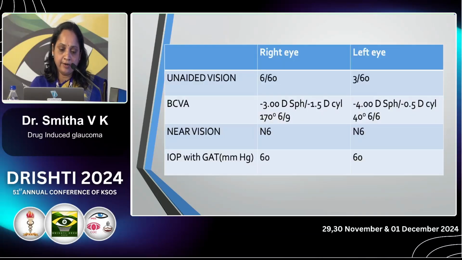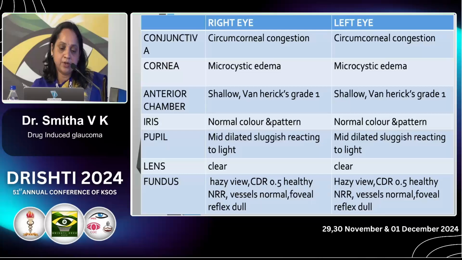And her nadir vision was 6/60 with -3 spherical and -1.5 cylinder in the right eye. She was improving to 6/9, and in the left eye -4 spherical and -0.5 cylinder. She was improving to 6/6, and her IOP was 60 millimeter mercury in both eyes. And there was circumcorneal congestion, microcystic edema, shallow AC with mid-dilated pupil and a normal disc.